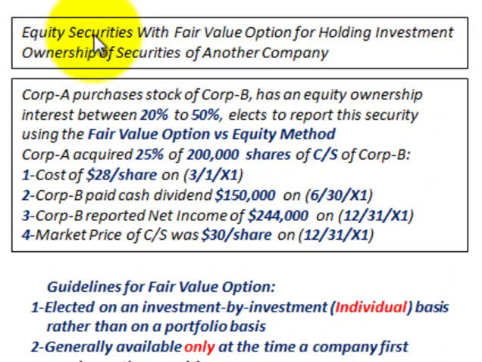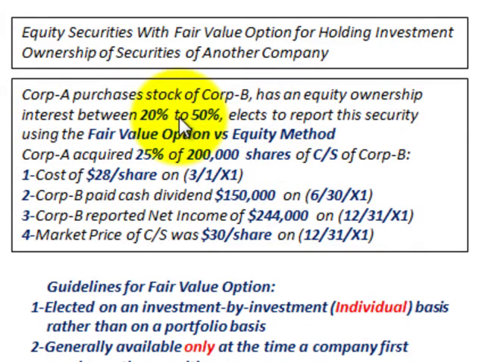What we're going to be going over here are equity securities with a fair value option for holding an investment, ownership of securities of another company. For example, Corporation A purchases the stock of Corporation B and has an equity ownership interest between 20 to 50%, and they elect to report the security using the fair value option versus the equity method.